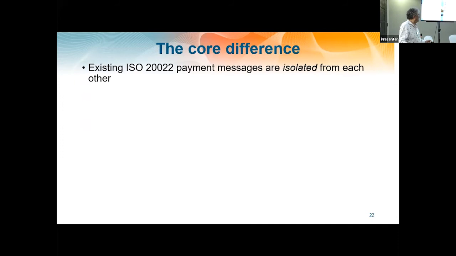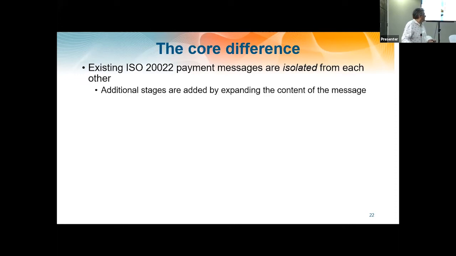So the core difference that I think we're pointing to here is that existing payment messages are isolated from each other. So the way in which the ISO standard currently adds information is by expanding the content of the message. So for instance, you can send an initial payment request to an agent who will add information about what they are as part of that message and transfer it on. So the content expands in order to accommodate different parties.